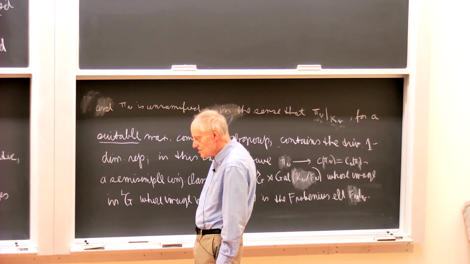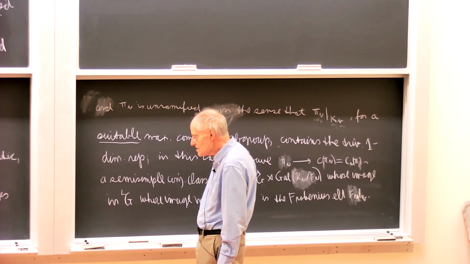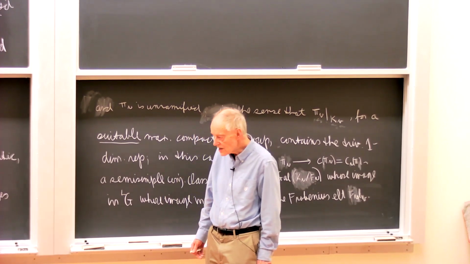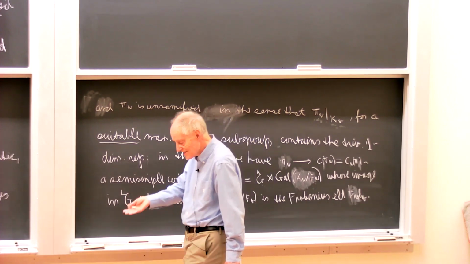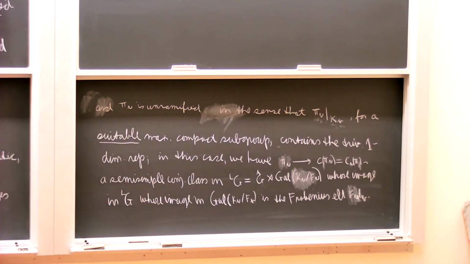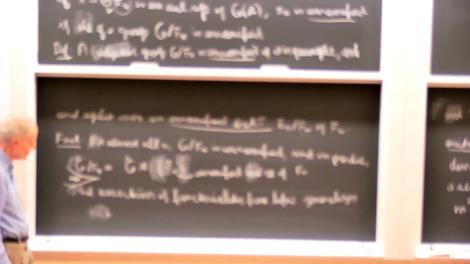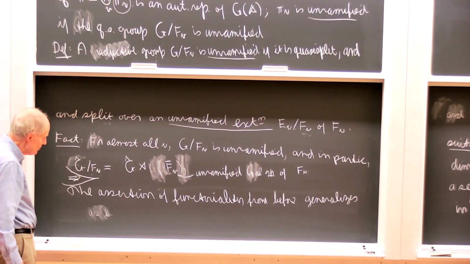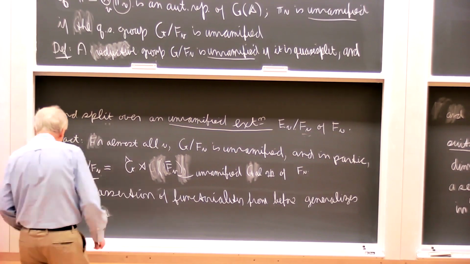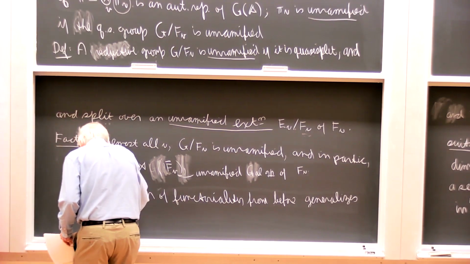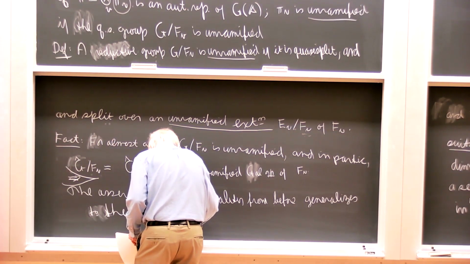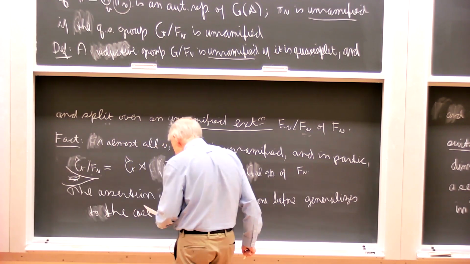This is all in Langlands' article, but it's tenuous because a lot of this stuff hadn't been done. So he just said that this is what's going to happen, and we're going to assume that this is what happens, although it has to really be done. Anyway, I'll just add that the assertion of functoriality from before generalizes to the case of the quasi-split group G over F as follows.